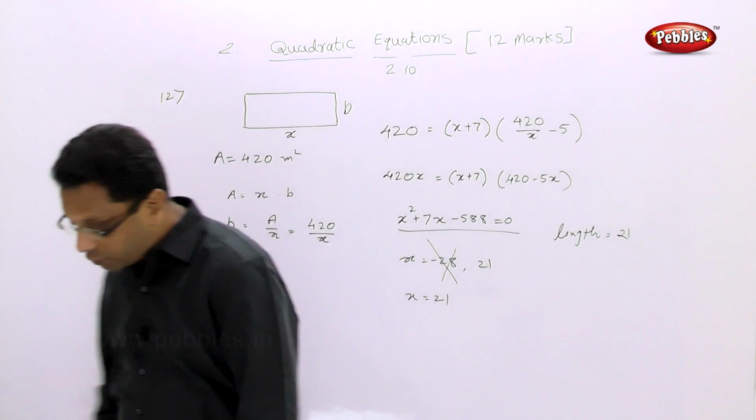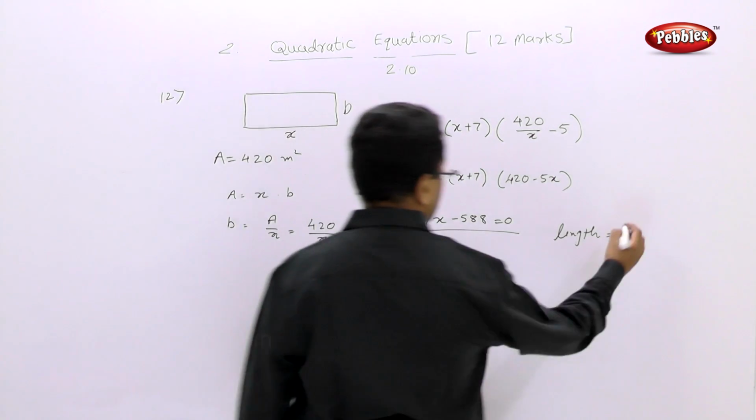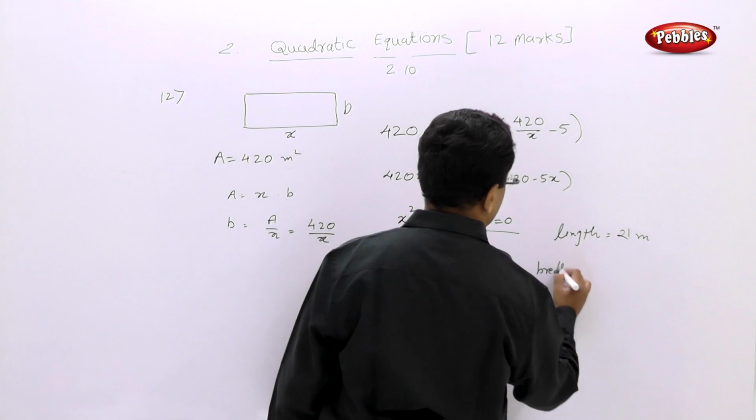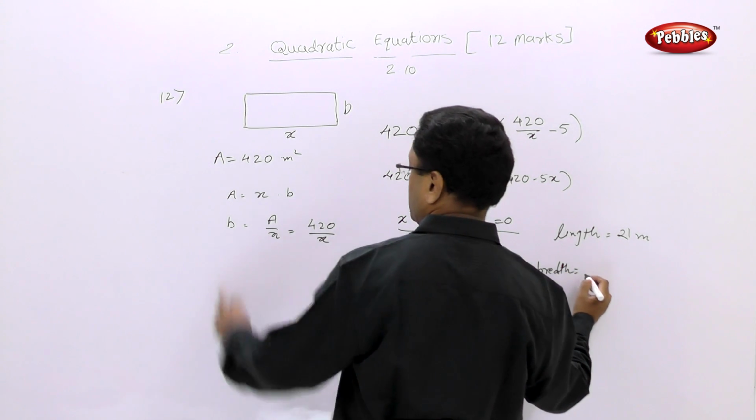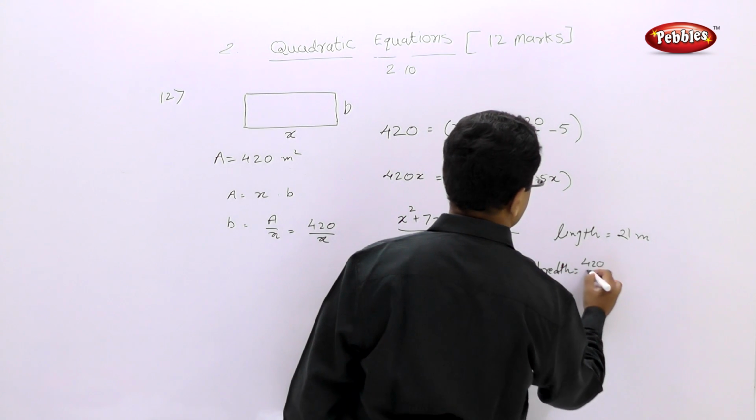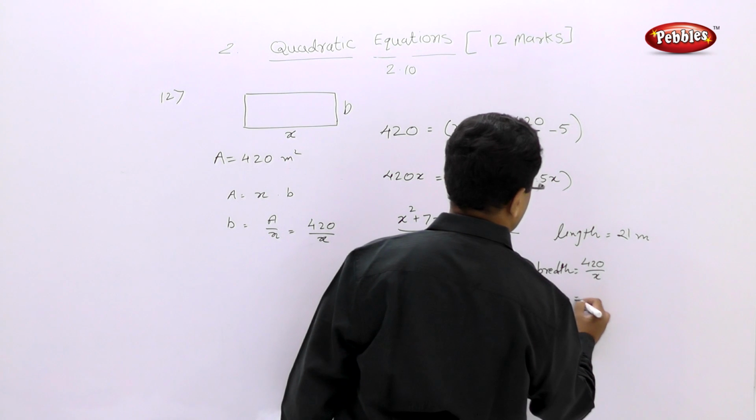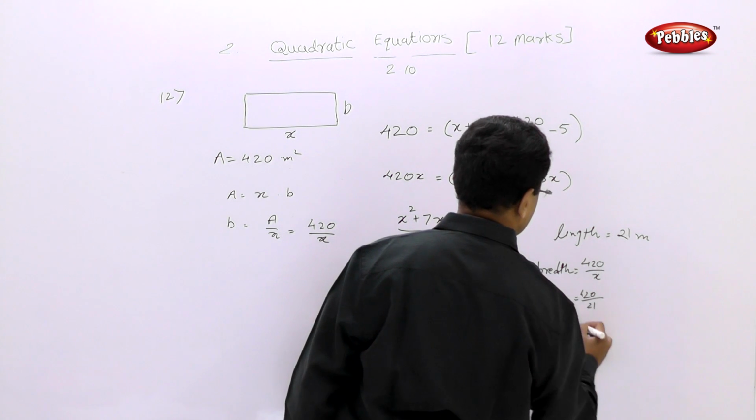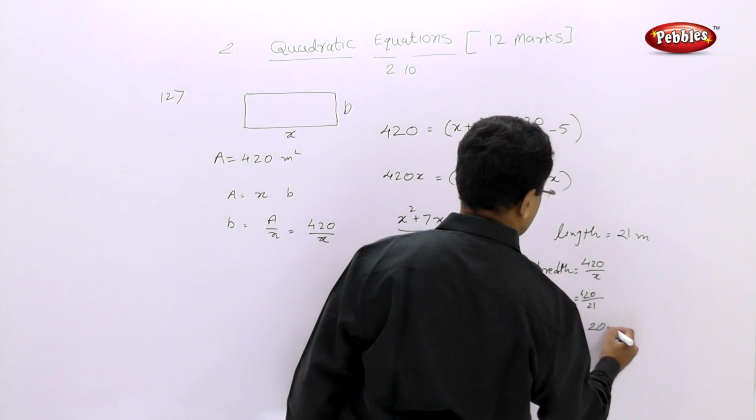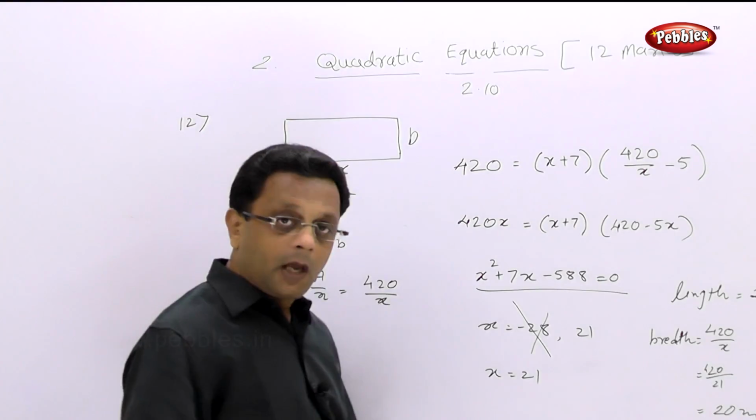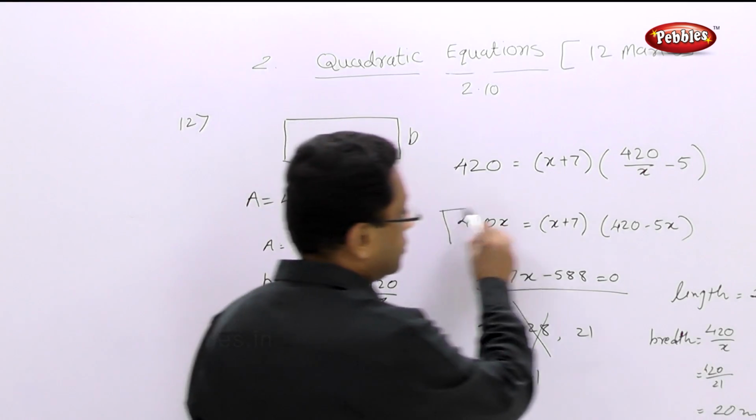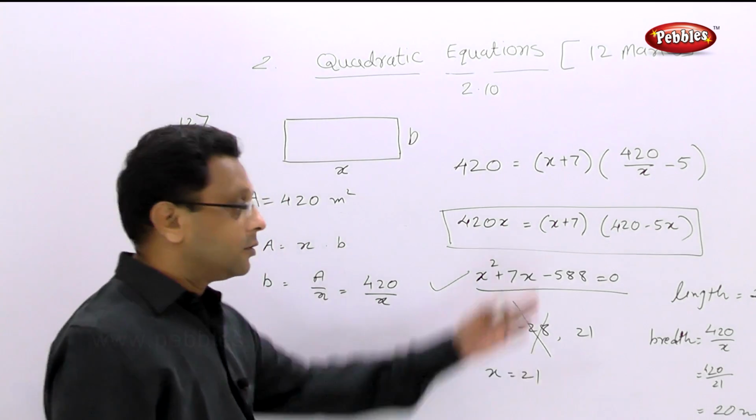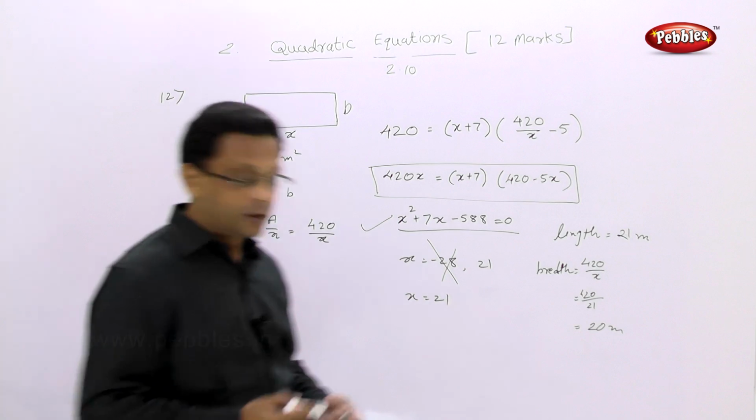Mind well, what is the unit? The unit is meter, so you have to write 21 meters, and breadth is 420 by x, that is 420 by 21, that is equal to 20 meters. I hope you have solved this properly to get this. This is just simple arithmetical calculations.